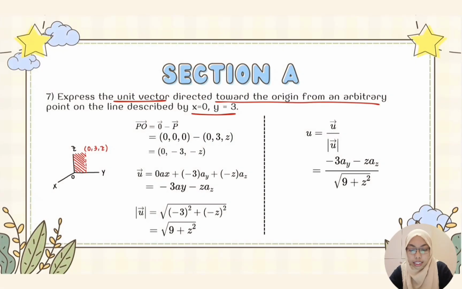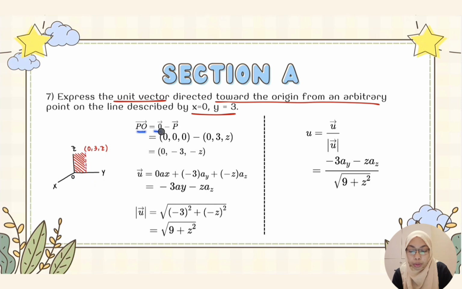Section A. Express the unit vector directed toward the origin from an arbitrary point on the line described by x equal to 0 and y equal to 3. First step that we need to do is we need to plot this point. And after we plot, we can get that the point is on the YZ plane. So, from this, we can find the new vector from point P to the origin.